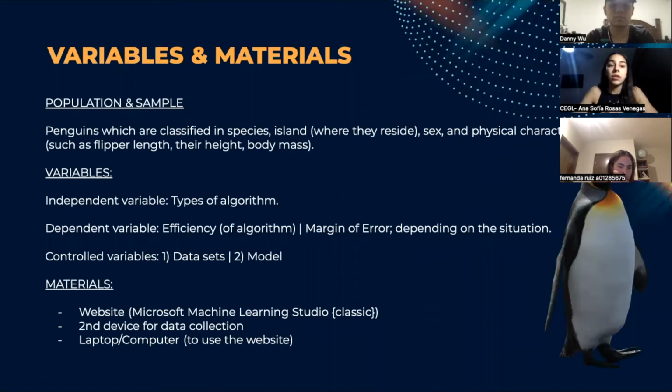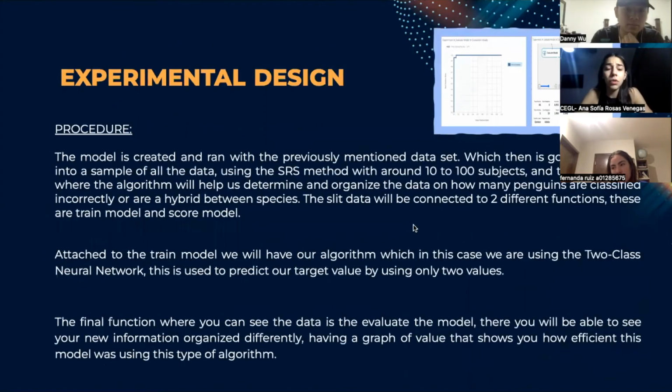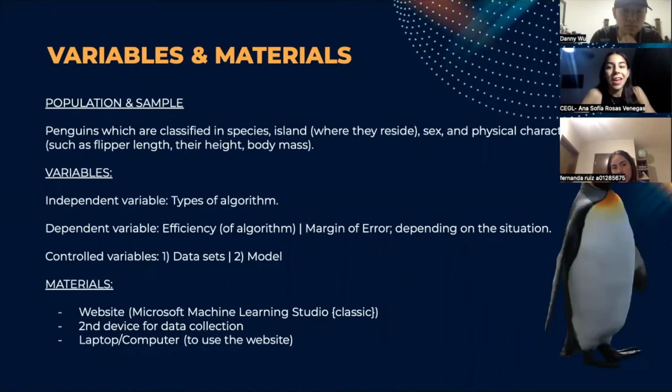The population example were penguins, which are classified by species, island, sex, and physical characteristics. The variables we used were the independent, the type of algorithm; the dependent, efficiency and margin of error; and the control variables were the datasets and the model. The materials we used were the Microsoft website, a second device, and a laptop and computer.